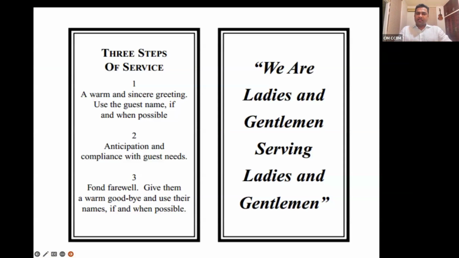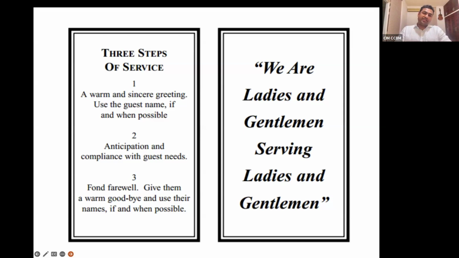This is their customer service credo: We are ladies and gentlemen serving ladies and gentlemen. Three steps of service. This is a card that all of them keep at the top of the jacket they're wearing, to remind them daily that they are ladies and gentlemen serving ladies and gentlemen. In order to serve your clientele, you have to be top notch. You have to be a gentleman to serve gentlemen.